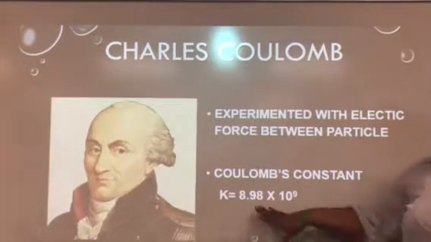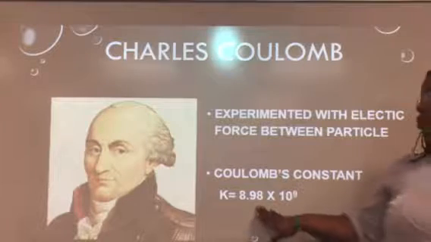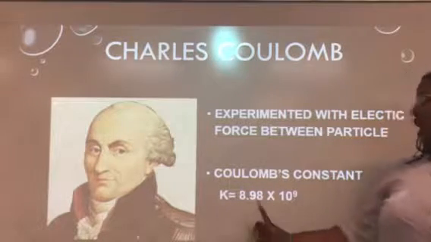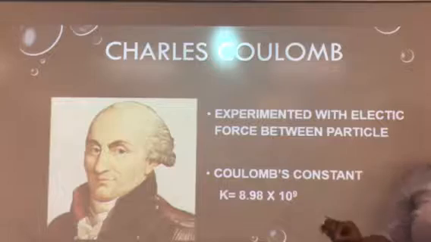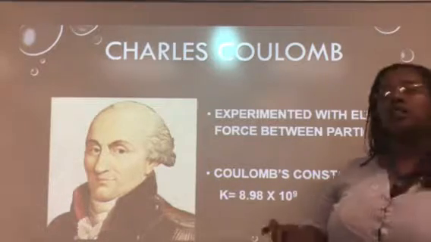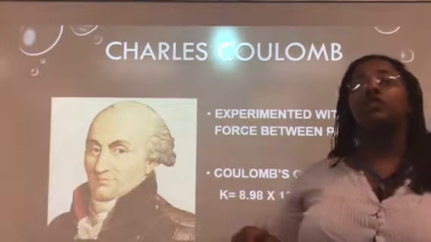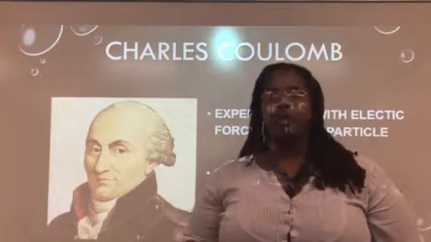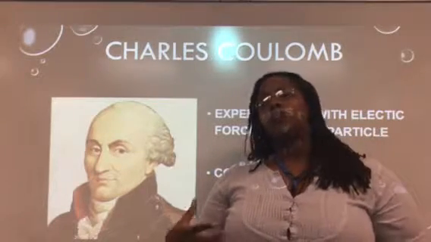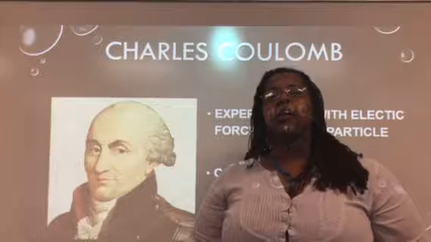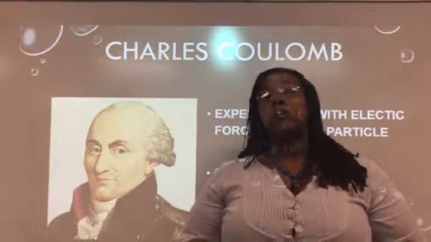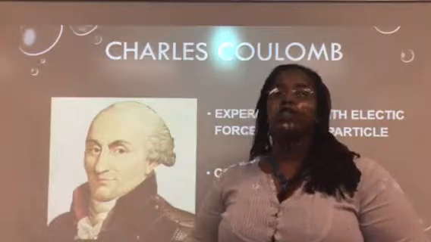Coulomb is also given credit for Coulomb's constant, which is represented by K. And it is 8.98 times 10 to the ninth. You should see the units Newton times meters squared divided by Coulomb squared. It reminds you that your distance still needs to be in meters. Force is always in newtons. And of course, we have that new unit, which is a Coulomb.